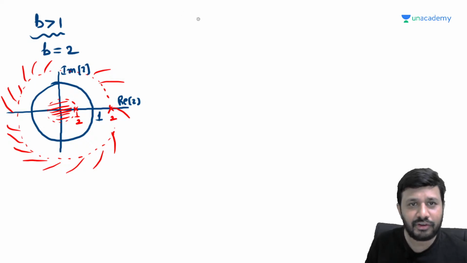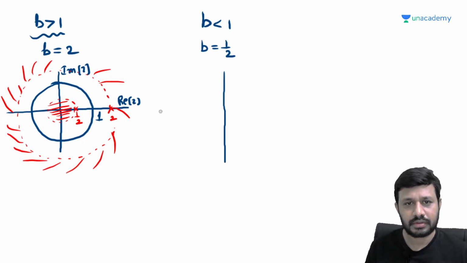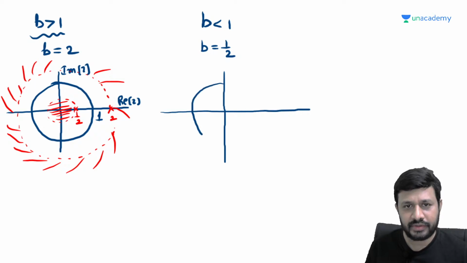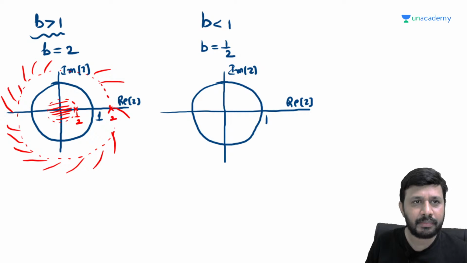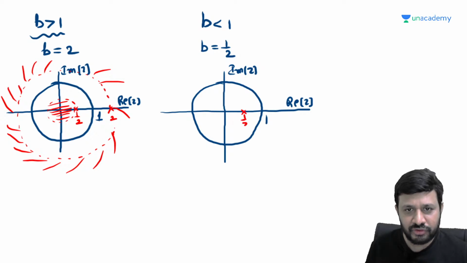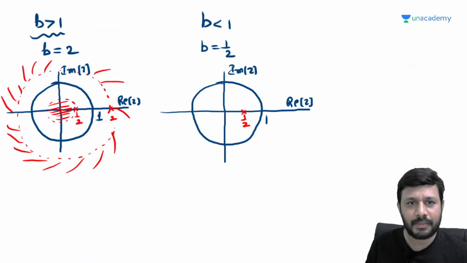Now what happens if I take the values of B less than 1? Let's verify. B less than 1, say 1 by 2 I take. Draw the pole zero plot again. Take a unit circle, real part of Z, imaginary part of Z. B is equal to 1 by 2. First pole is at B, the second pole is at 1 by B. The pole at B has the ROC outside it, and the pole at 1 by B has the ROC inside it. Now we'll see whether we get the common ROC or not.